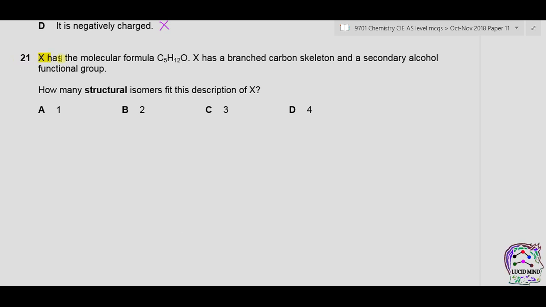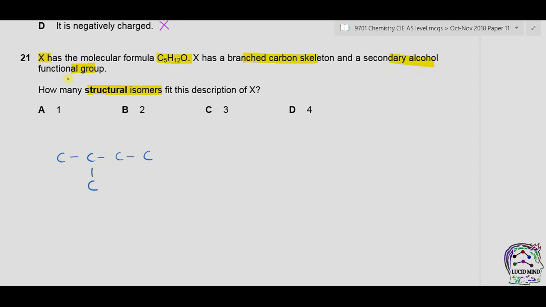Question 21. X has the molecular formula C5H12O. X has a branched carbon skeleton and a secondary alcohol functional group. How many structural isomers fit the description of X? Let's draw the branched structure of C5H12O. So we have 5 carbon atoms. 4 carbon atoms are in the long chain while the 5th one is a branch.